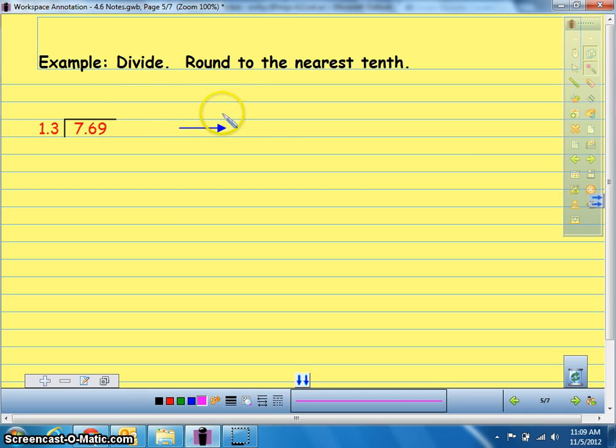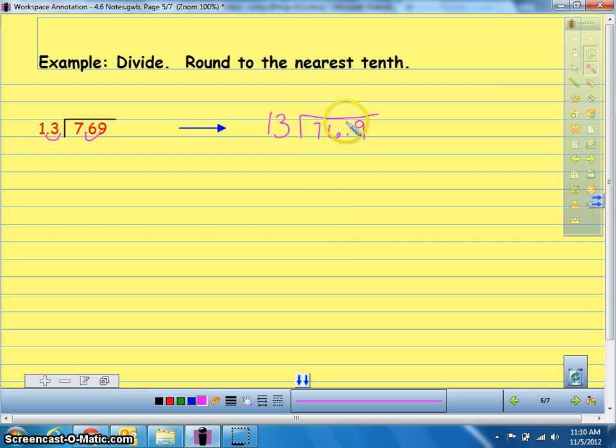You should not have a decimal going on and on and on here. So what's my first step? Remember, I never want a decimal out here, so I've got to take care of this first. I'm going to move this 1 place to the right. I got to move this 1 place to the right. So I'm going to rewrite my problem. 13 is on the outside, and now I have 76.9 here. What's my next step?